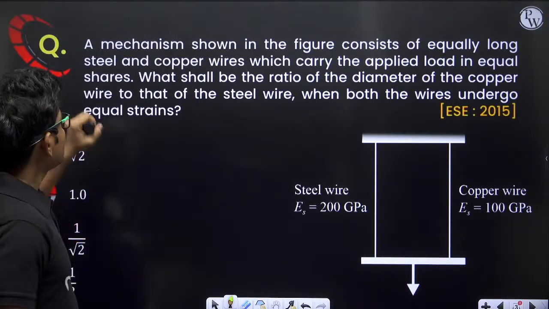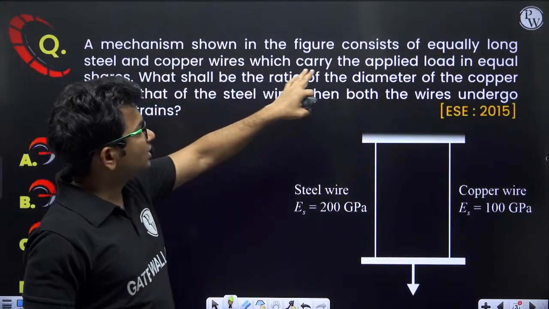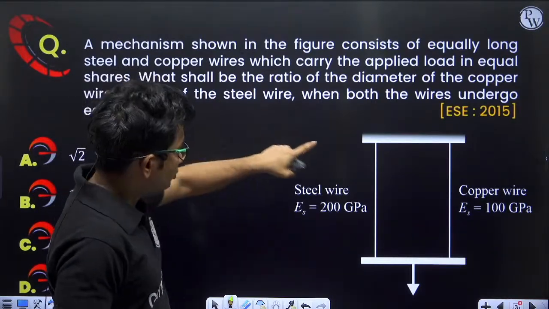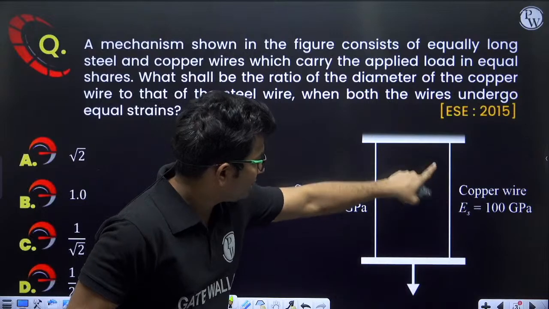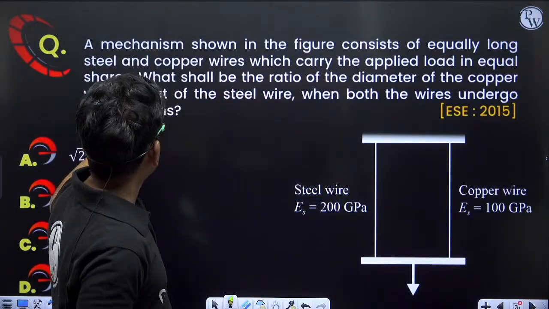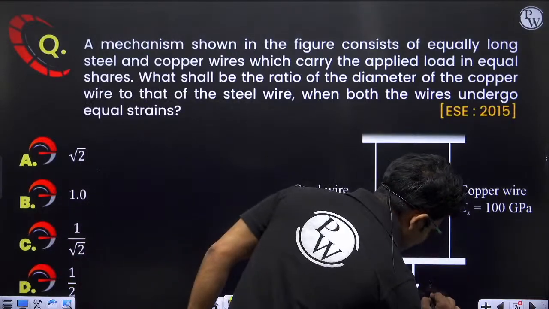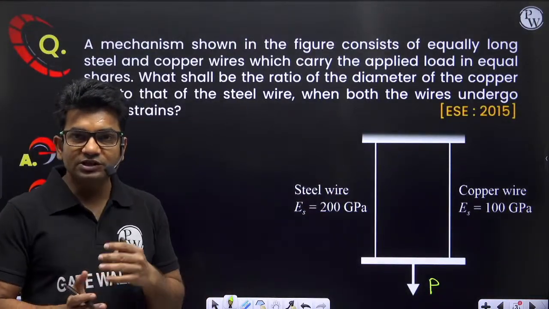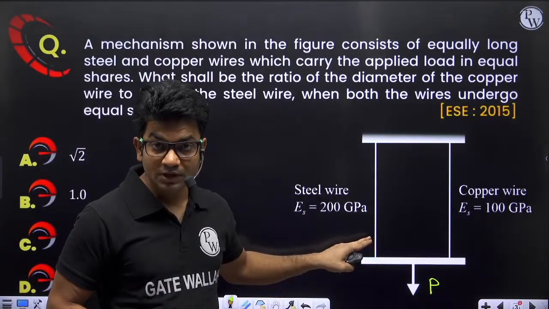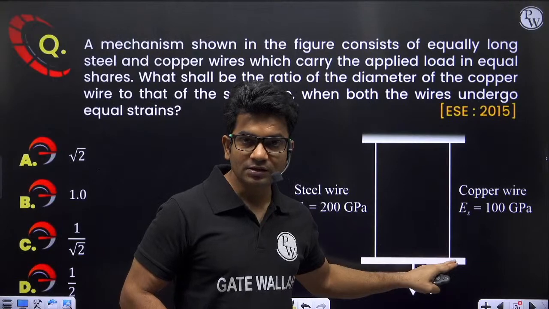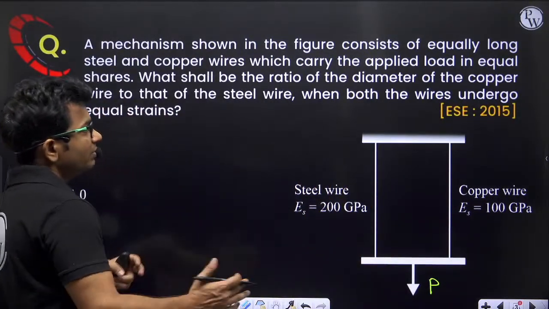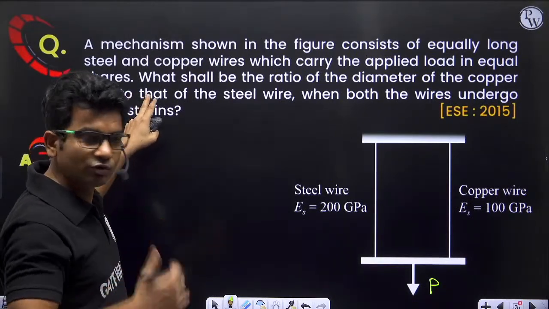First question: a mechanism shown in the figure consists of equally long steel and copper wires. These are the equally long steel wire and copper wire which carry the applied load in equal shares. If I have applied load P, they will share this load equally. That means this wire will carry P by 2, and this wire will carry P by 2 load. So load will be shared equally, half each.